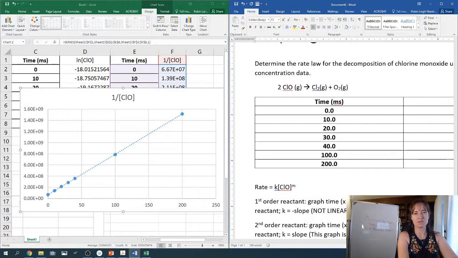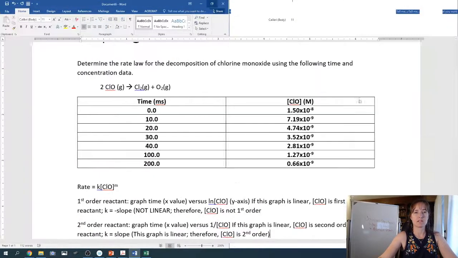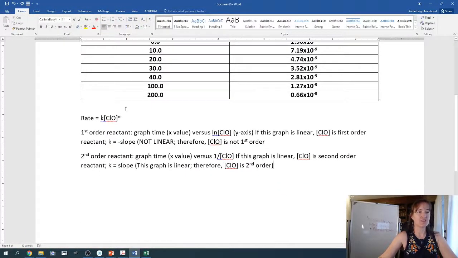Therefore, CLO is second order. So I can change my rate law, or I can rewrite it. So I'm just going to type it over, go down here and copy it. And I know what this is now, so I'm going to change this to a 2 because it's second order.